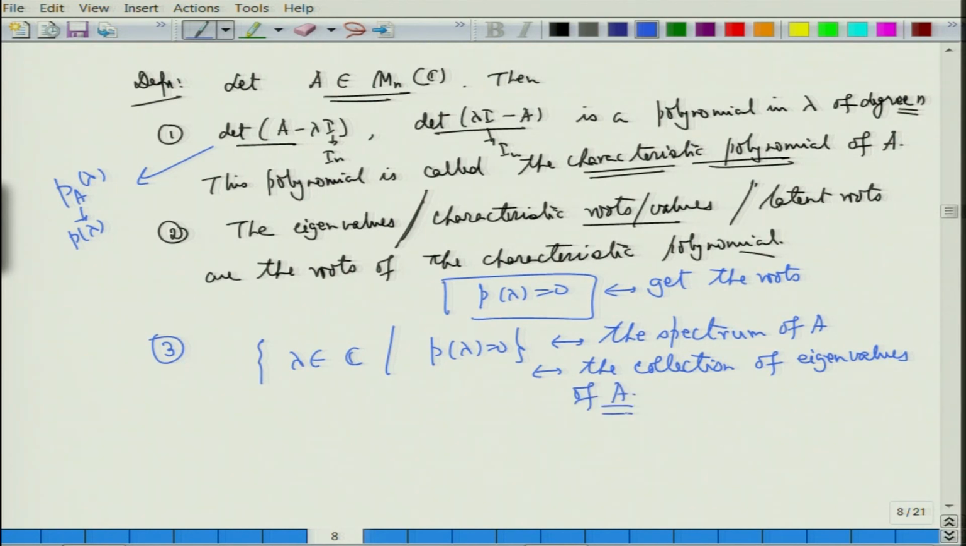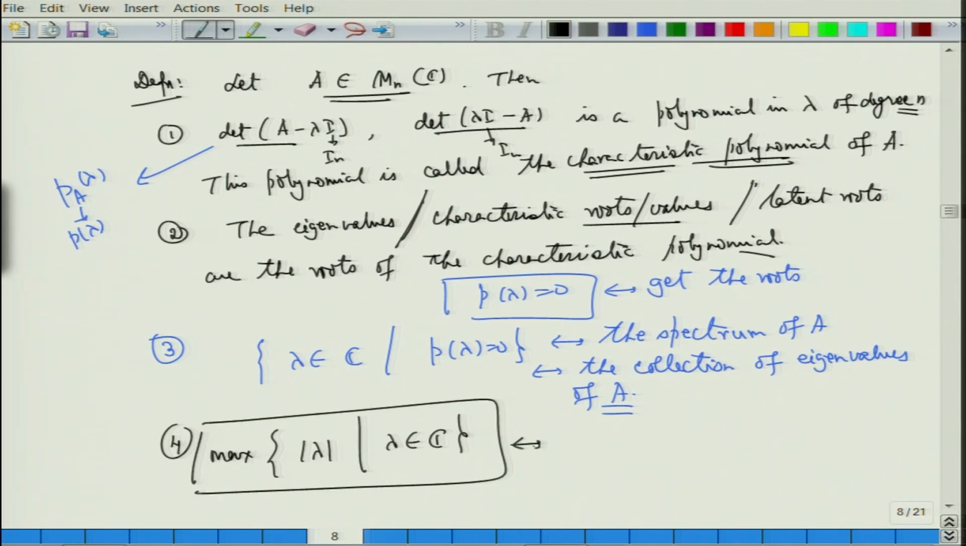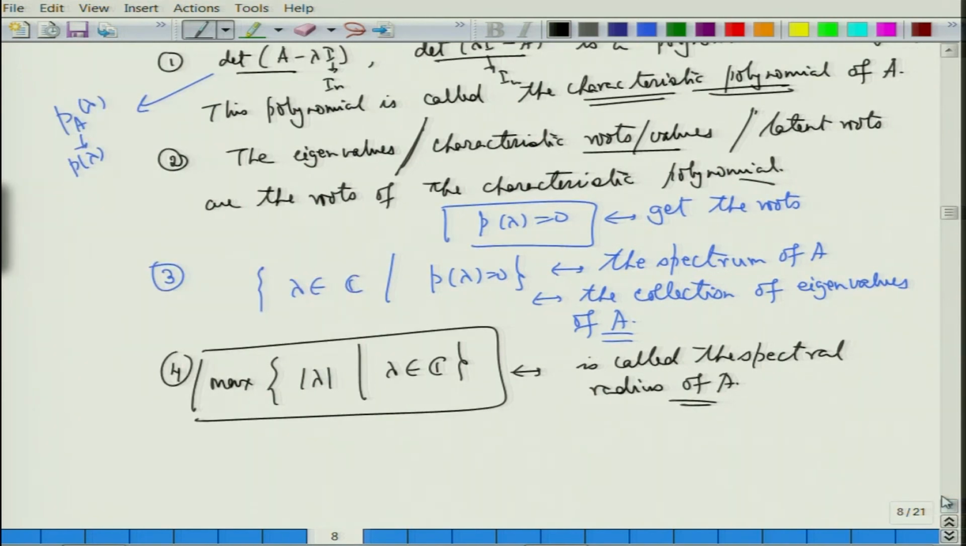So in the first example, if you recall, let me give one more definition. Look at this set, mod lambda such that lambda belongs to C. So this is a collection of numbers. I want to look at the maximum of this. So this maximum is called the spectral radius of A. They have different definitions that you have here.